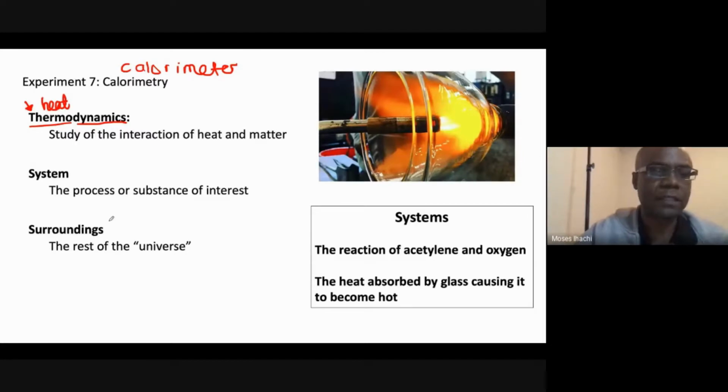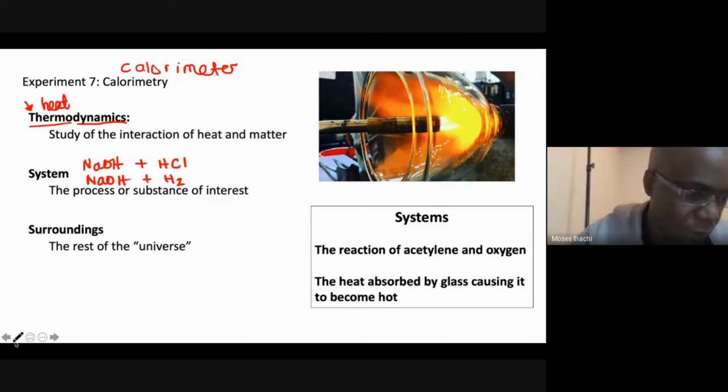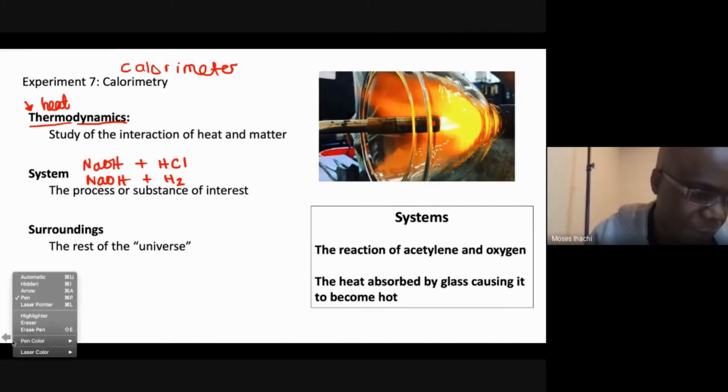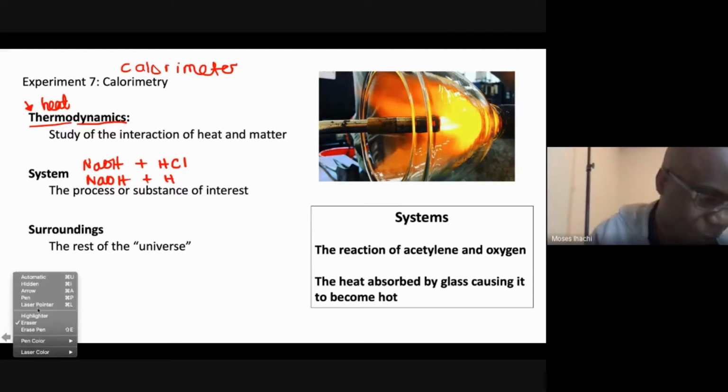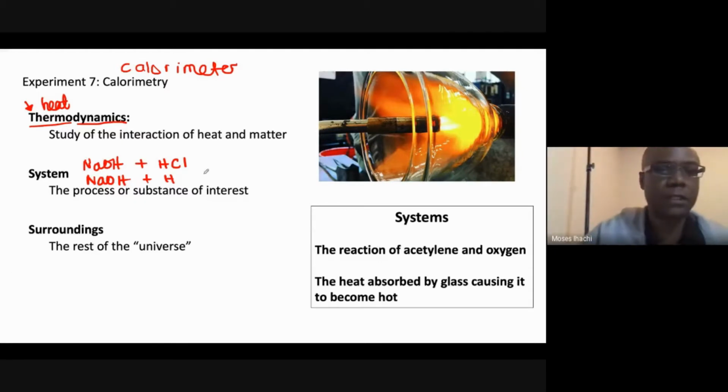So there's going to be a system and surrounding when you study calorimetry. For our case today, the system will be either sodium hydroxide and HCl, those are the guys taking part in the reaction, or sodium hydroxide and acetic acid. So these are the two systems. When I say system, I'll be referring to one of these two. HCl is a strong acid, acetic acid is a weak acid. You learn that in general chemistry.